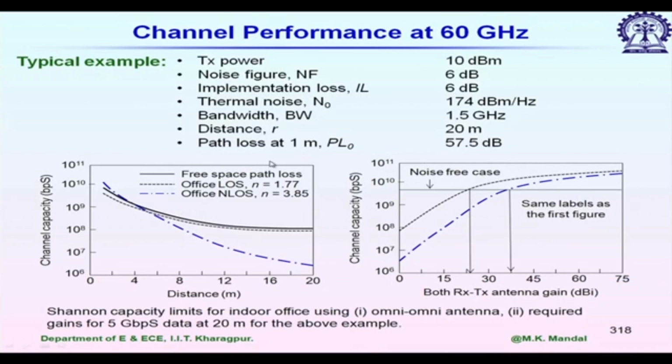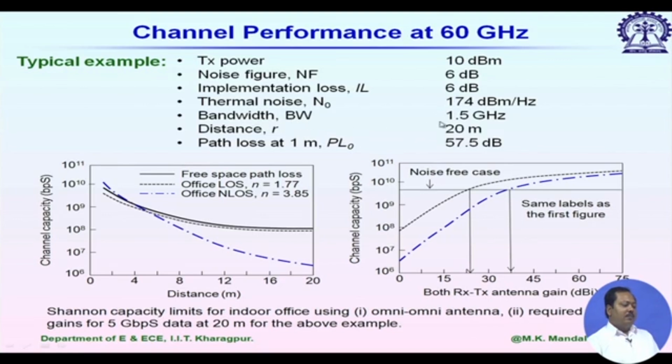Let us take one numerical example. Let us say the transmit power is given as 10 dBm. So, 10 dBm in milliwatt is 10 milliwatt. The overall noise figure is already calculated and given as 6 dB. The implementation loss, IL, is given as 6 dB. Thermal noise, we can calculate kT, comes to minus 174 dBm per hertz.